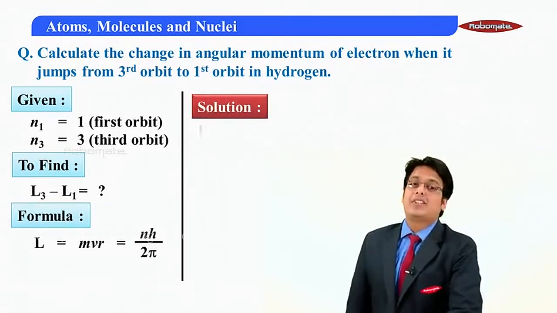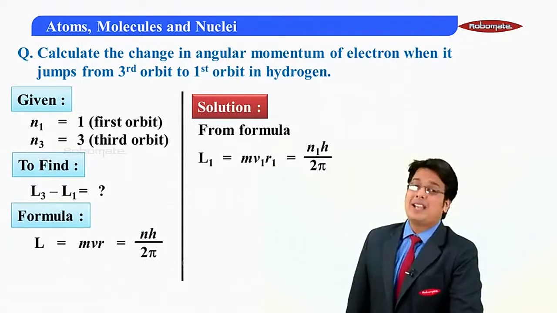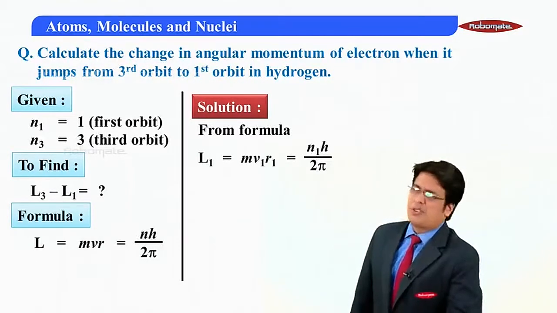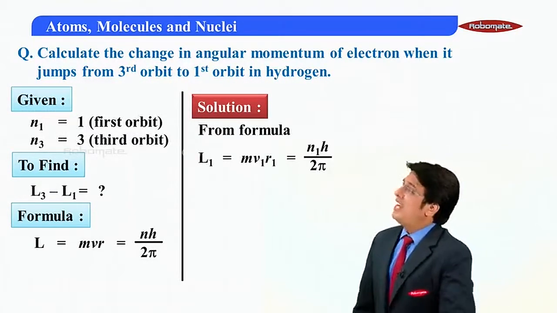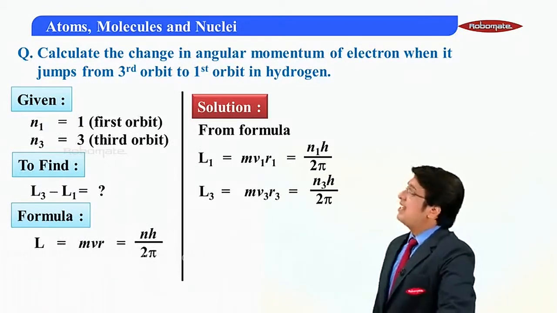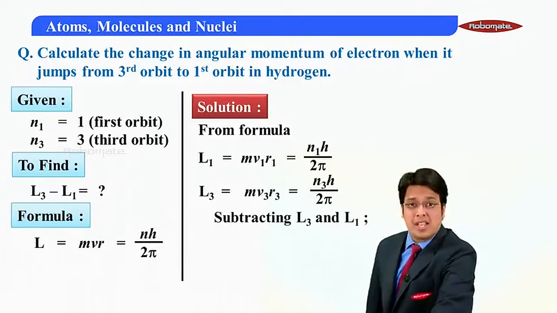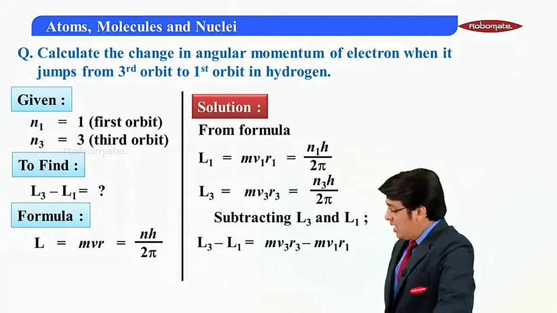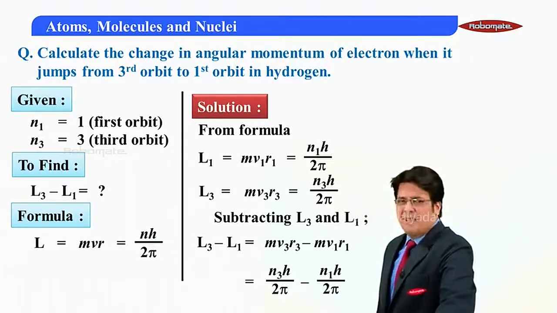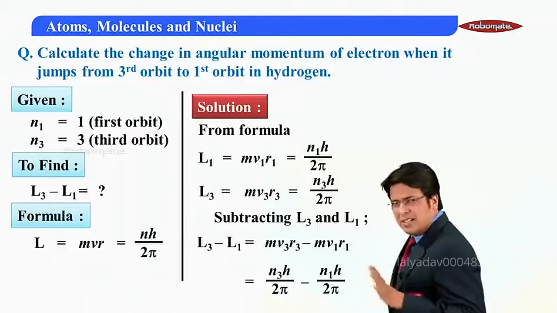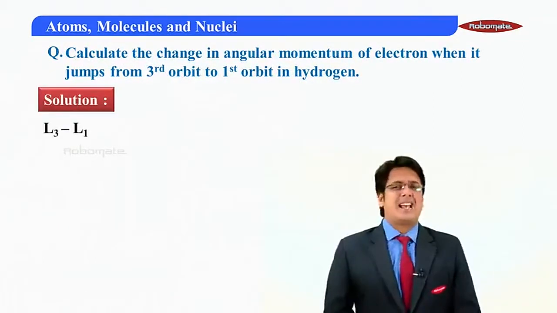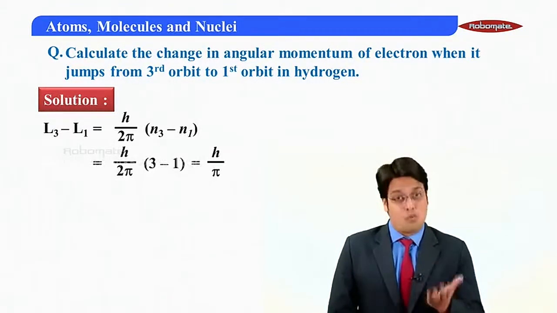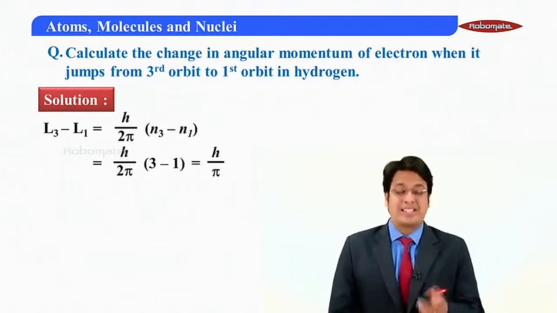So, what I will get is the solution. And in that solution, from the formula, I can say L1 is m1 v1 r1, and m is constant, so I can simply say n1 h upon 2 pi. Same is L3, that is n3 h upon 2 pi. When I subtract L3 and L1, we get L3 minus L1 is equal to mvr, or basically this is the base. The second formula is much more convenient, I guess, right? So I can directly write this as L3 minus L1 is equal to h upon 2 pi into n3 minus n1, that is 3 minus 1, that is equal to 2. The 2 gets cancelled, that's why we get 1.